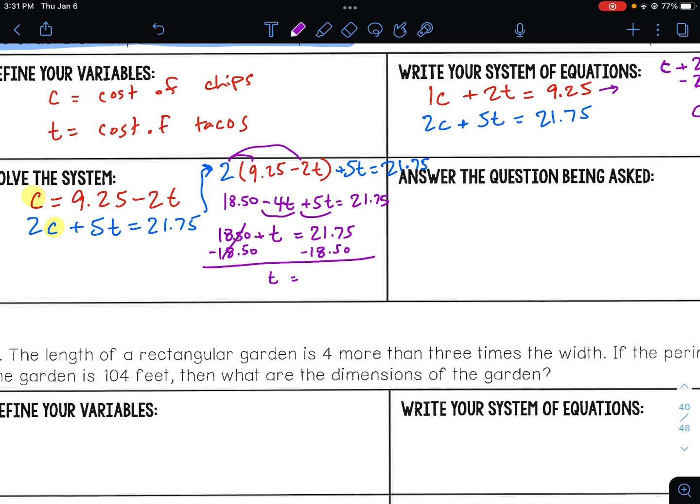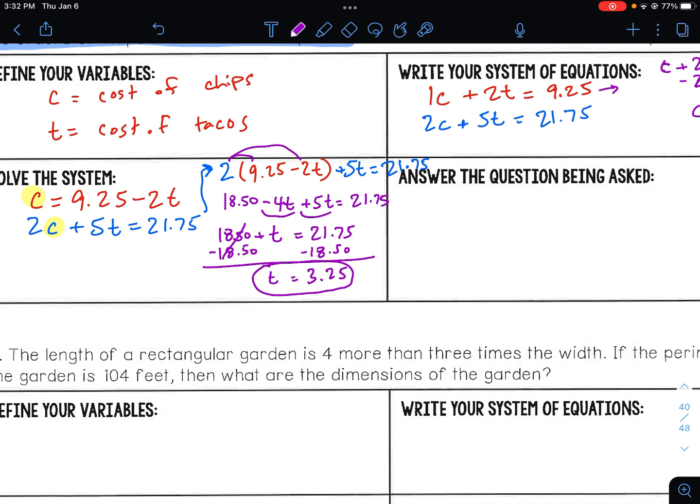That leaves me with t equals 2175 minus 1850. I don't know off the top of my head. Let's pull out my trusty calculator. 2175 minus 1850 is 3.25. So that's the cost of a taco.